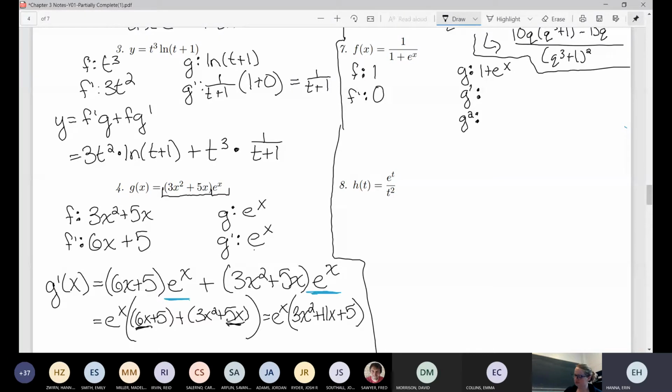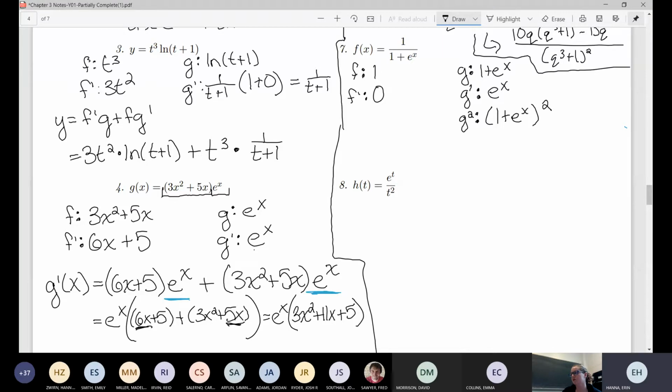What's the derivative of 1 plus e to the x? The derivative of 1 is 0. The derivative of e to the x is e to the x. So 0 plus e to the x would just give e to the x. And what's g squared? 1 plus e to the x all squared. Don't do anything else to that, just leave it.